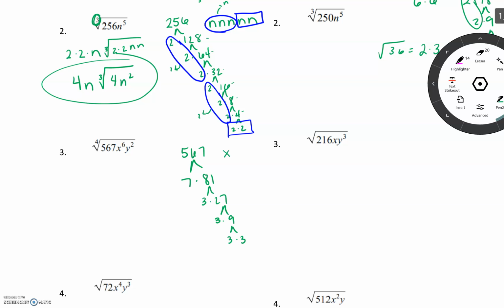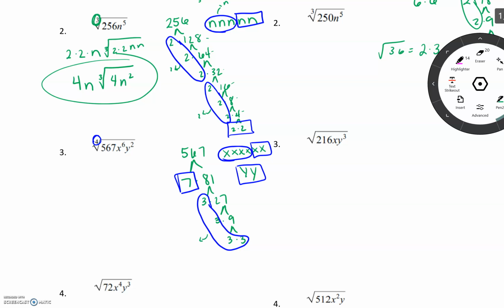We also have 6 x's and 2 y's. Okay, we are underneath a 4th root, so I need 4 of a kind in order for it to come out of the radical, and we just so happen to have 4 3's, and we do have 4 x's, and everything else has to stay underneath the radical.